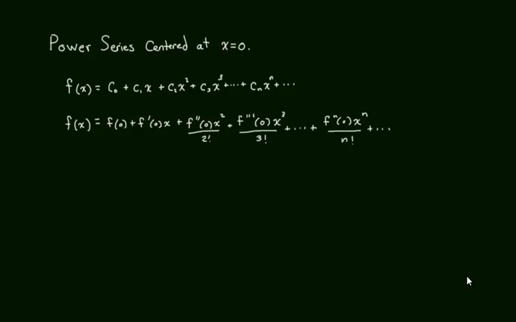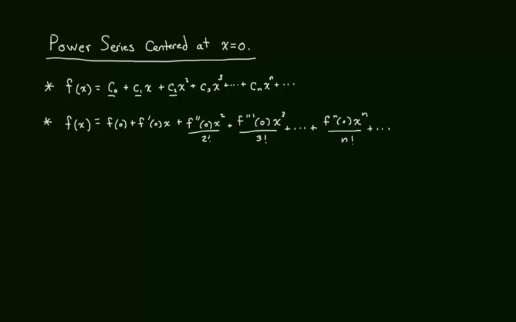Let's take a moment to review some important features of power series. First, here I have written a power series centered at x equals 0. So a power series centered at x equals 0 by definition is f of x equals the terms here that you see, where c0, c1, etc. are constants. Then the second one, f of x equals, this will always be true as long as the function has continuous derivatives at 0.